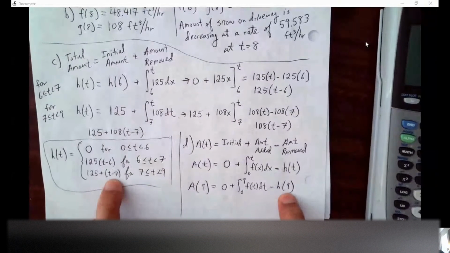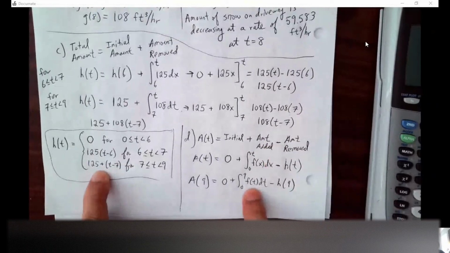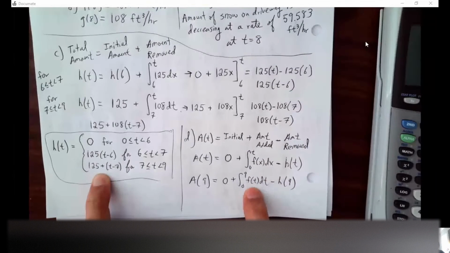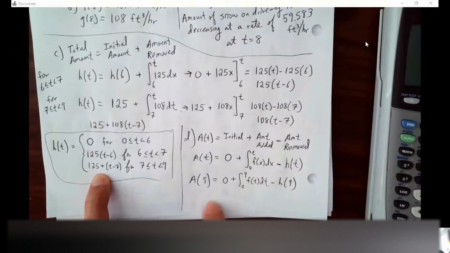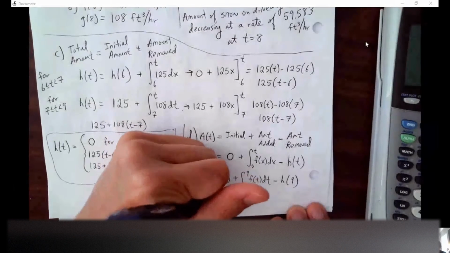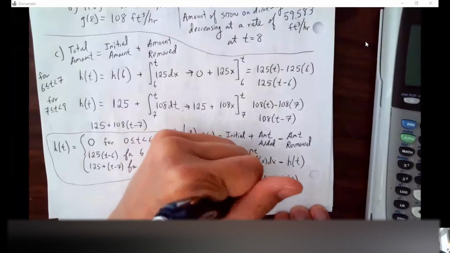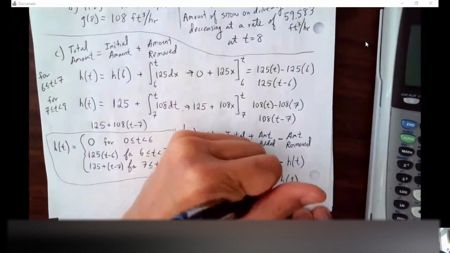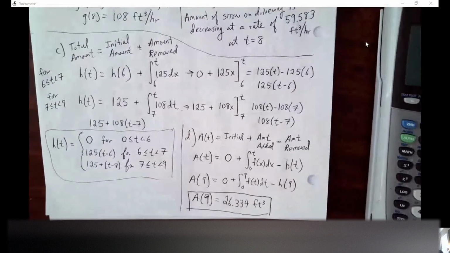So for 9 a.m., I can plug 9 into here, and that's going to be exactly what we found here, right? We know that in that 3-hour period, she's going to accumulate 341, so we're going to get that here. Plus, we use the calculator to find how much snow has been added, and now that's going to tell us exactly how much snow remains on the driveway. Okay, any questions there?